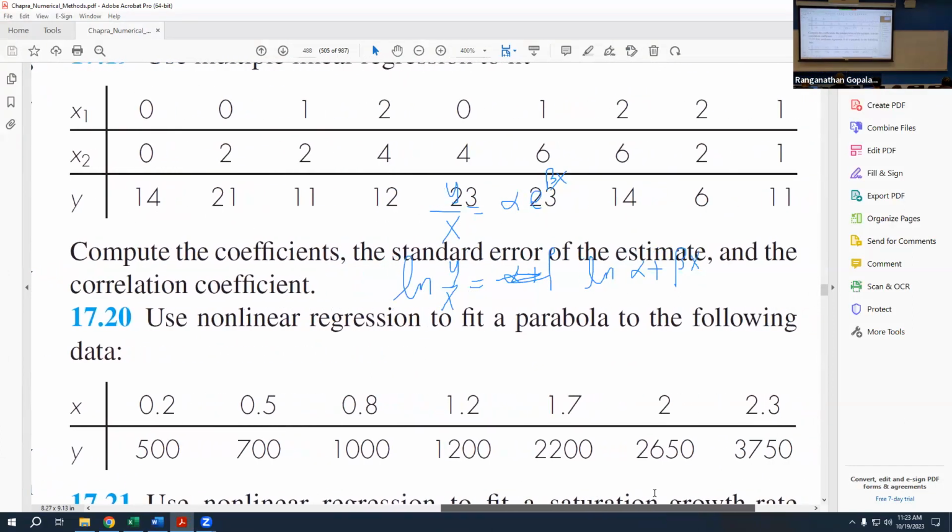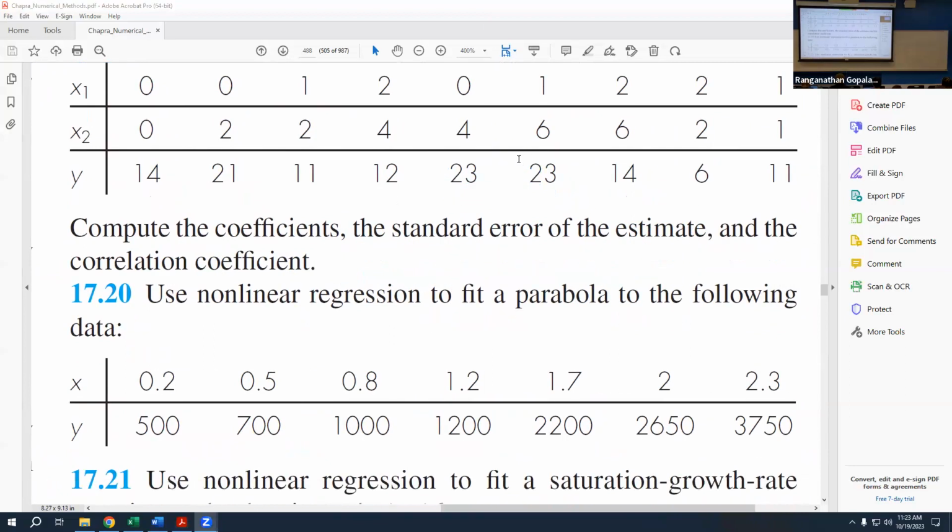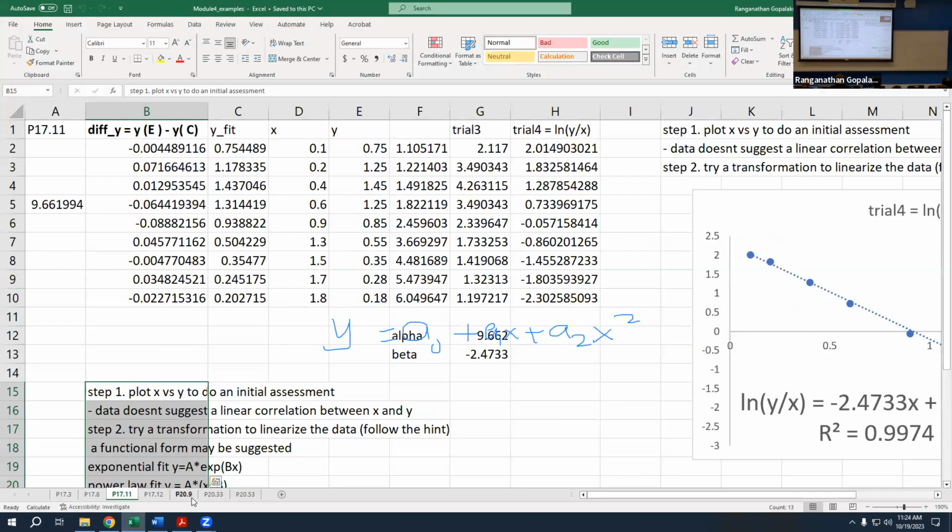Use nonlinear regression to fit a parabola or a second order curve to this data. So you are asked to fit for y equal to, say, a0 plus a1x plus a2x squared. This is the type of curve you need to fit, which you can fit using least square regression. So you need to set up 3 equations with 3 unknowns to solve for a0, a1 and a2. Were you able to try that? This is also similar to an example that we did in class.